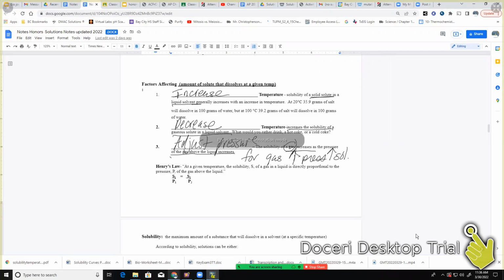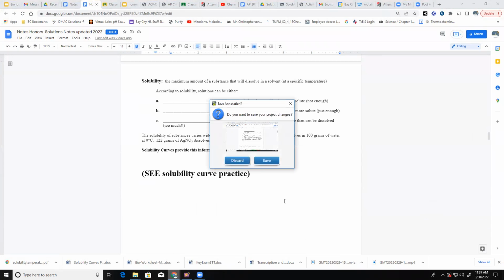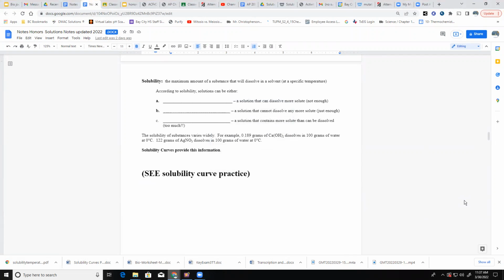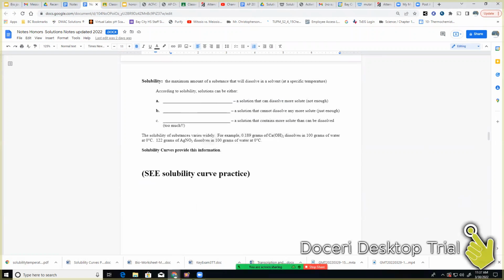All right. So now we're going to talk about solubility curves. And we're kind of interested in some different points along those. So solubility is the maximum amount of a substance that will dissolve in a solvent at a given temperature. And when you're doing units for solubilities, it's going to be grams of solute per either milliliters or grams of solvent.